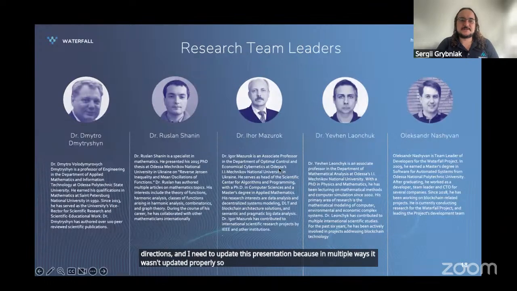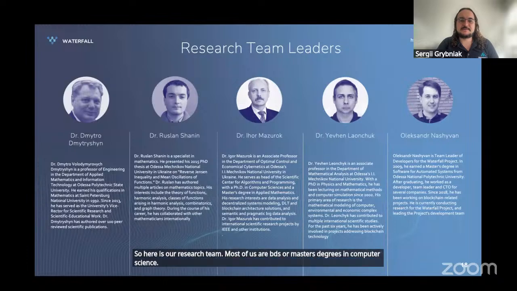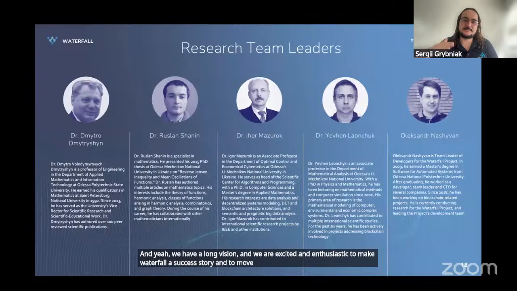So here is our research team. Most of us have PhDs or master's degrees in computer science with previous relevant experience in the crypto space. And we have a long vision, and we are excited and enthusiastic to make Waterfall a success story and to move the industry to achieve some new benchmarks by combining scalability and decentralization.